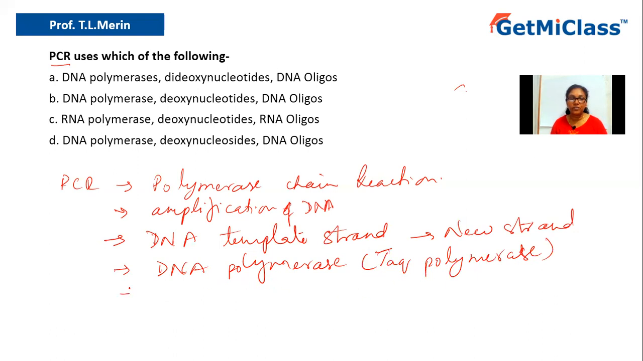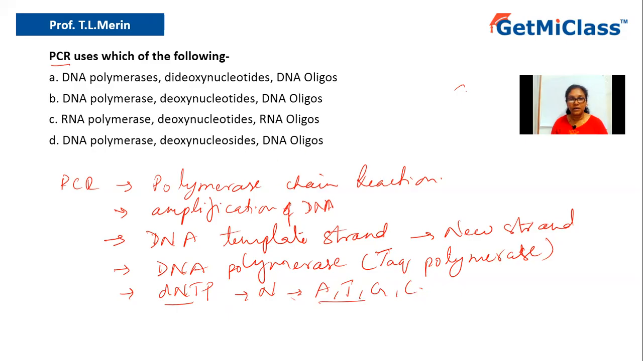Now you have the enzyme. What else do you need? Of course, you need the nucleotides, in the form of dNTPs, that is, deoxyribonucleotides. Here the nitrogen base can be adenine, thymine, guanine, and cytosine. So these are all nucleotides, that is, nitrogen base containing nucleotides. So of course you need dNTPs, deoxynucleotides.